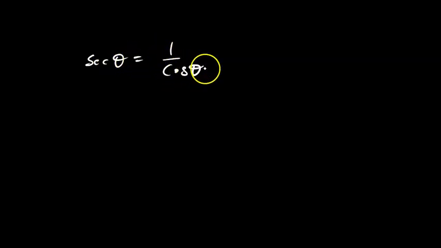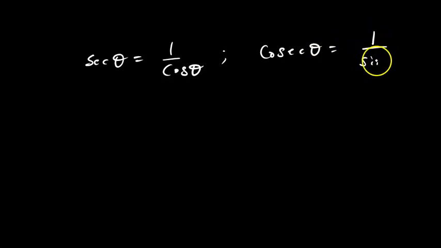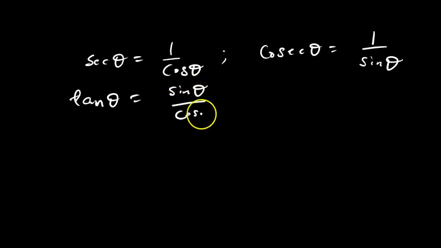Now let's see. We know that sec theta is the same thing as 1 over cos theta. Also, we should remember that cosec theta is the same thing as 1 over sine theta. While our popular tan theta is always given as sine theta over cos theta. And also we should remember that cot theta is given as 1 over tan theta.